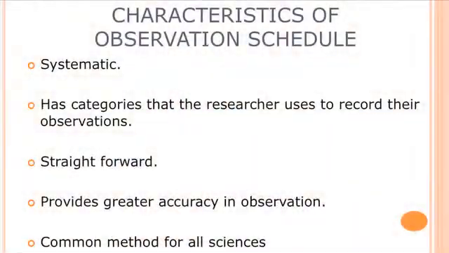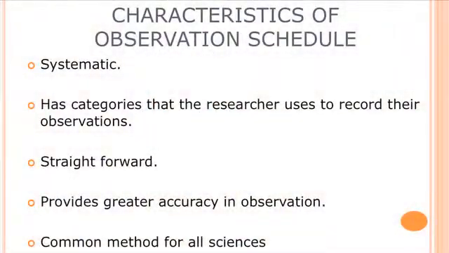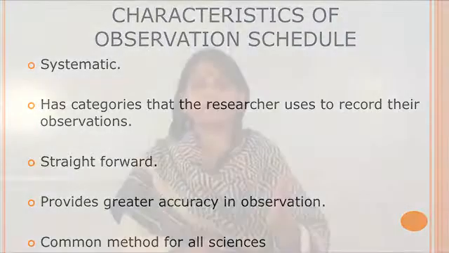The characteristics of an observation schedule are, one, they are systematic. Once they're systematic, they become more reliable and more valid for us. It has categories that the researcher uses to record their observations. So you can categorize all behaviors, and each and every behavior or category will be exclusive of each other. So if you have aggressive behavior, all those behaviors which are described as aggressive will go under aggressive behavior.